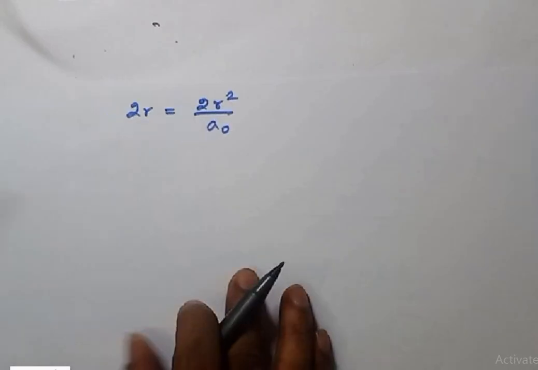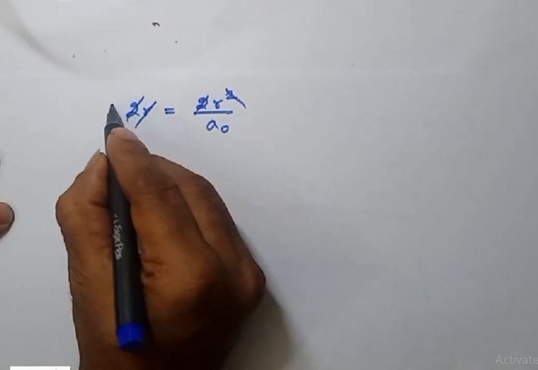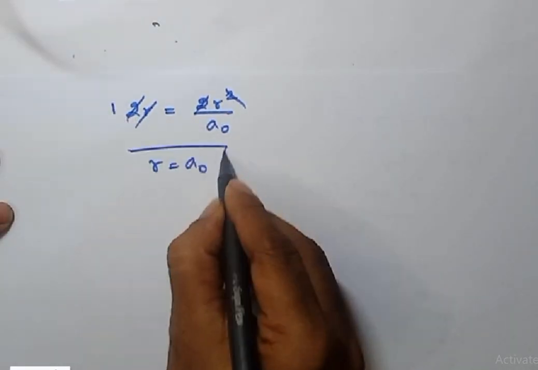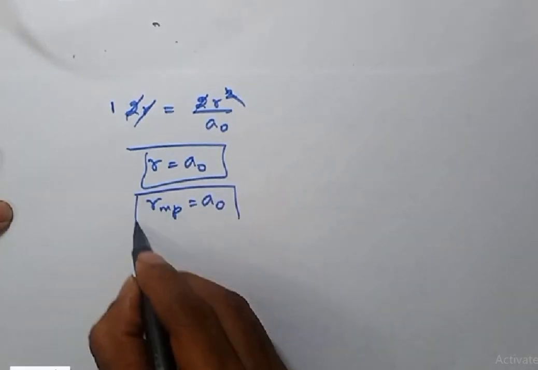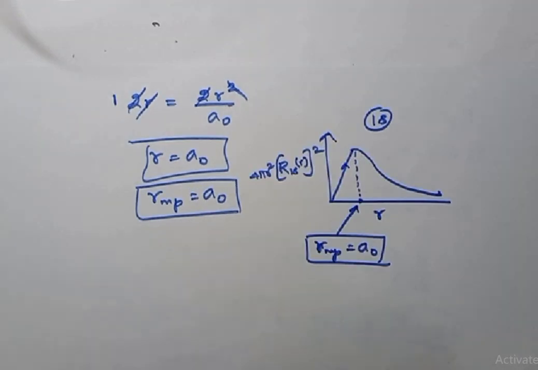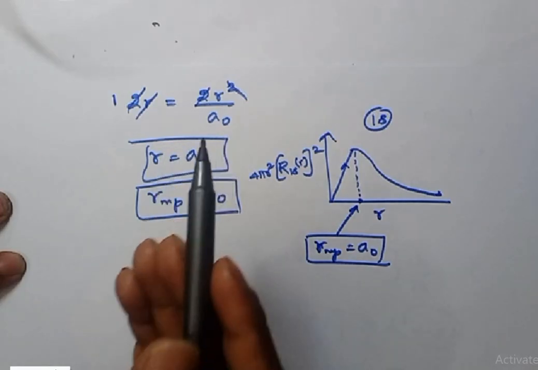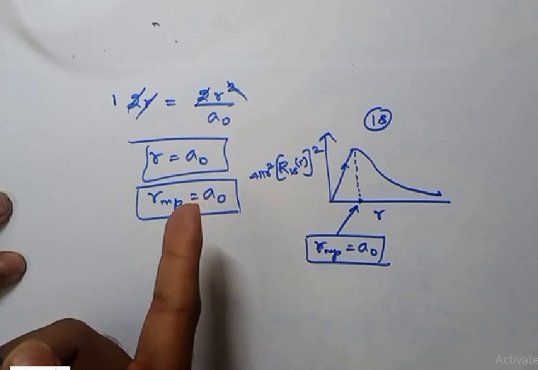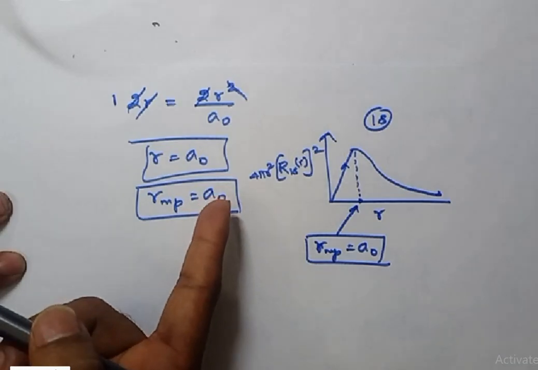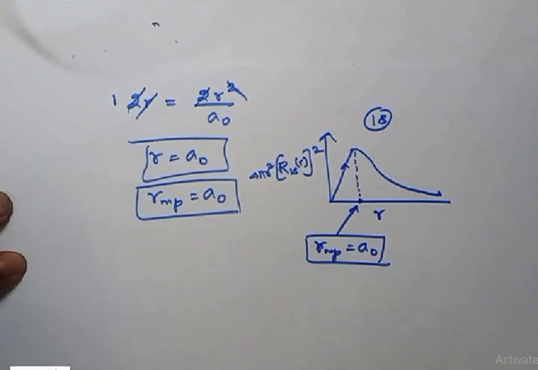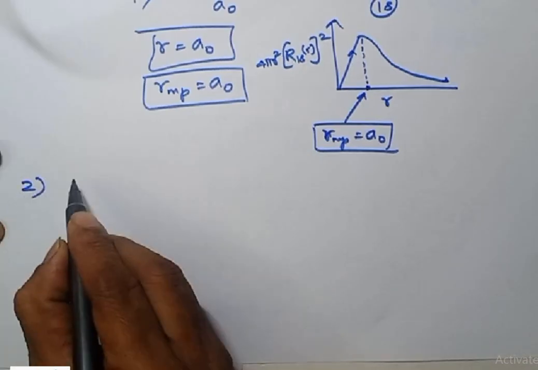Now the 2s cancel each other. R square you can cancel. So what is r? Here I have 1 equals r by a naught, so r is equal to a naught. What is this r? This r is nothing but RMP. So what do you infer from this? If you simplify this, you will get RMP equal to a naught. What does it indicate? It indicates that the probability of finding electron is maximum at a naught for 1s orbital of hydrogen atom. Let me take the next wave function, number 2, that is 2s orbital.